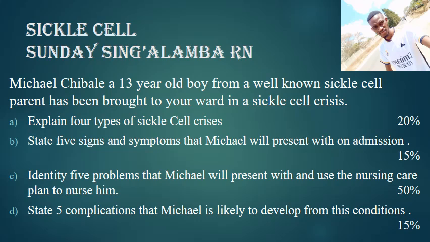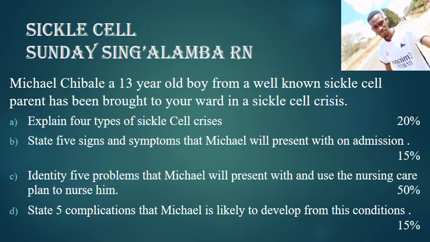Okay, so the first question is asking us on the types of what? Sickle cell crisis. Okay, so there are basically 4 types. We have hemolytic crisis, we have thromboembolic crisis, we have spleen sequestration crisis, and we also have aplastic crisis. Okay, so the first one, like I mentioned, is what? Hemolytic crisis.